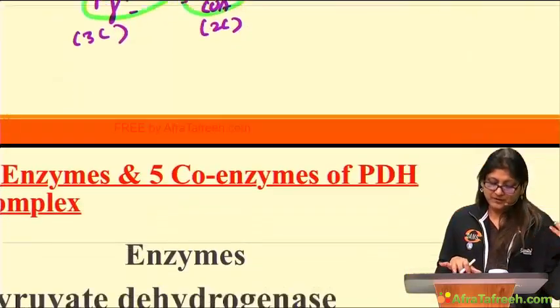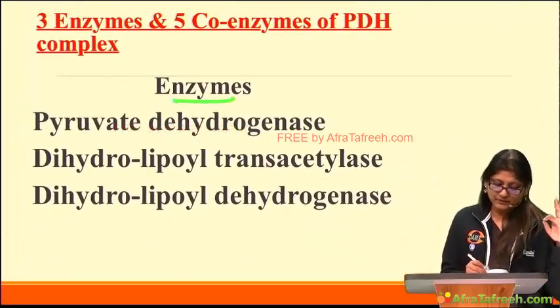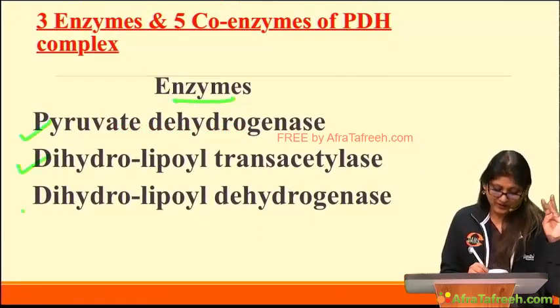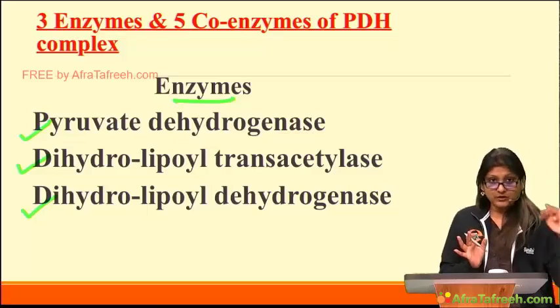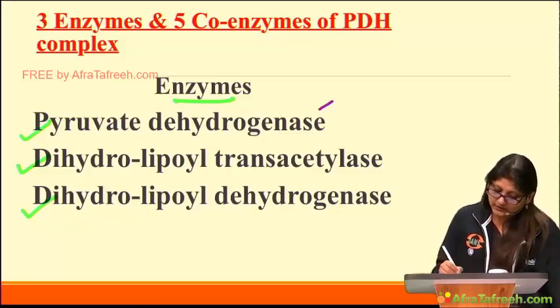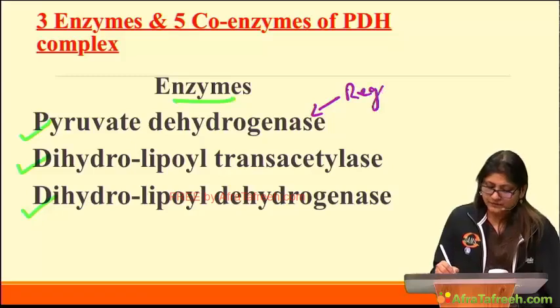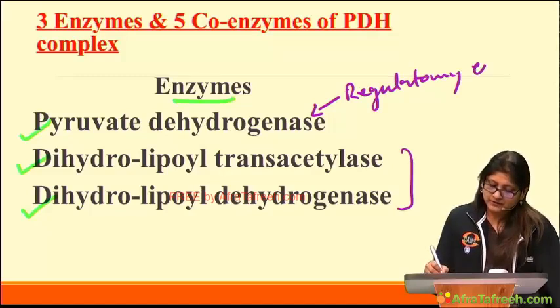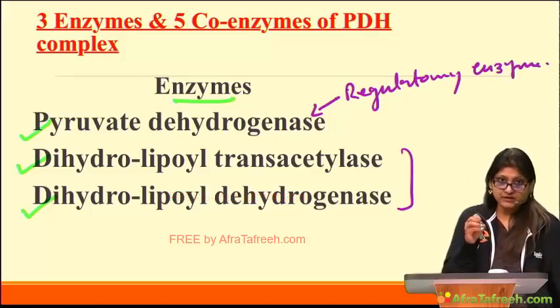So in the PDH complex there are 3 enzymes and 5 coenzymes, okay? So the 3 enzyme names are pyruvate dehydrogenase, dihydrolipoyl transacetylase, dihydrolipoyl dehydrogenase. These you will have to remember in English, right? So these are the names of 3 enzymes which are required. And the one which is regulatory in this PDH complex is the first enzyme, the PDH enzyme. It's a regulatory enzyme. The other 2 enzymes are not regulatory, but the regulatory enzyme of the PDH complex is the very first enzyme, which is PDH, right?